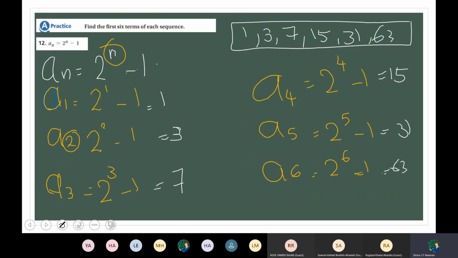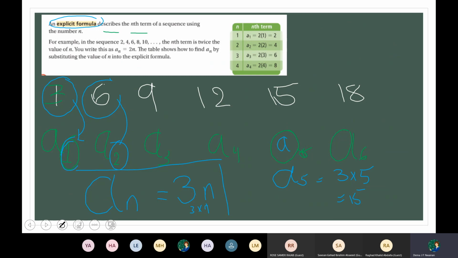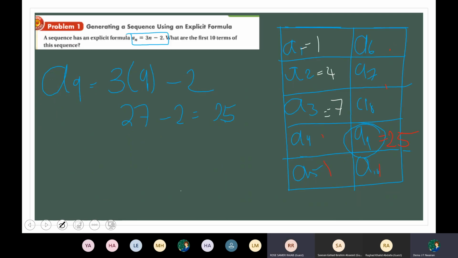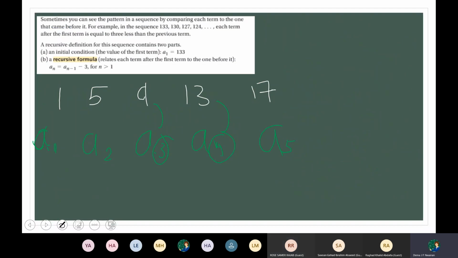Because we say that in the explicit formula, I describe the nth term using the number n. I try to find a relation between the number of the term and the term. Here, no. In the recursive, I didn't find a relation between the number of the term and the term. I will find a relation between each term and the previous one, or the term that comes before it. This one we call the recursive formula.